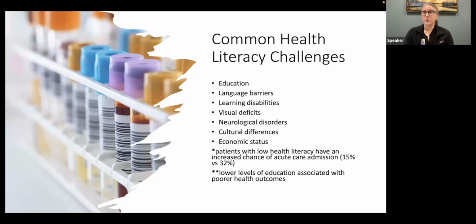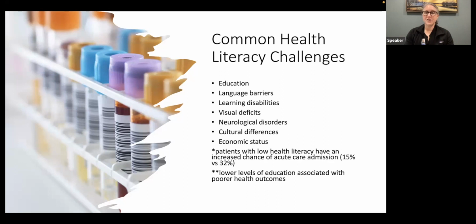Another is that of verbal reasoning. If they have difficulty with problem solving or putting things together in logical categories and things like that, it's hard for them then to understand what we're saying.